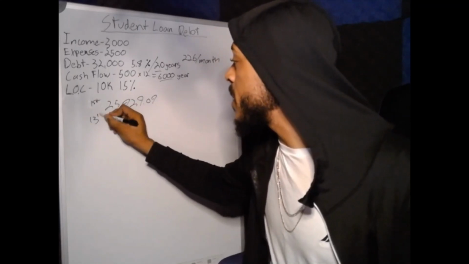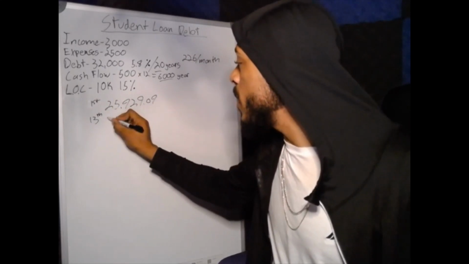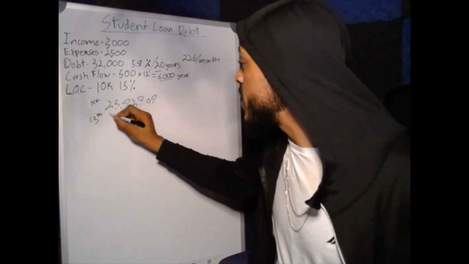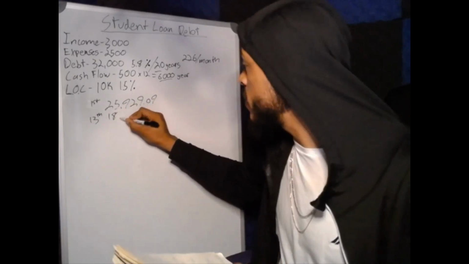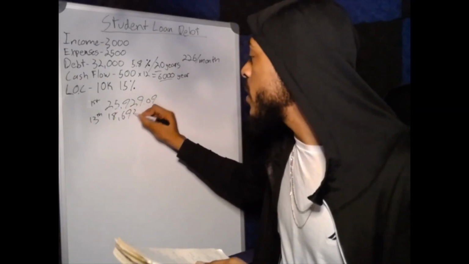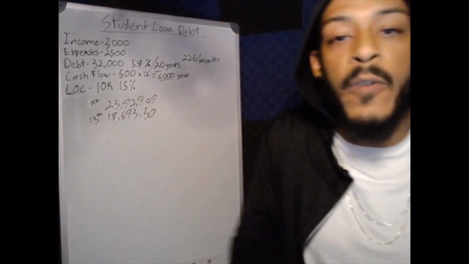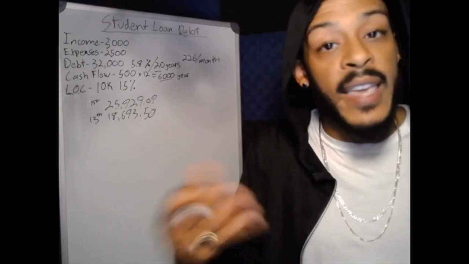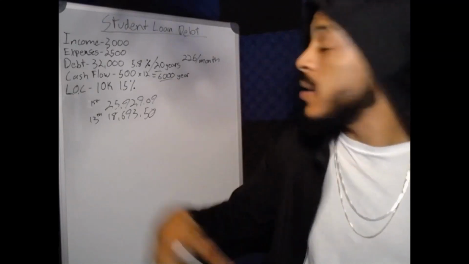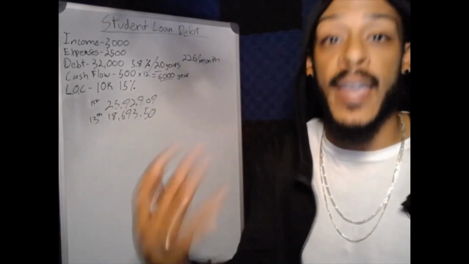And this is the 13th month. So the 13th month balance is $18,693.50, right? And again, we do the same thing. 12 months out, zero out our line of credit again.